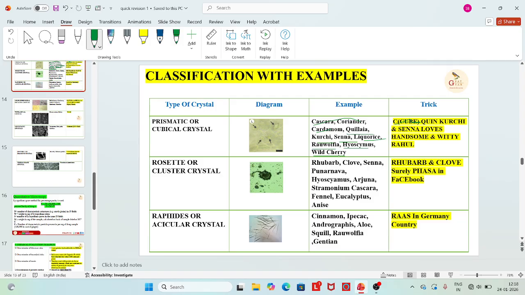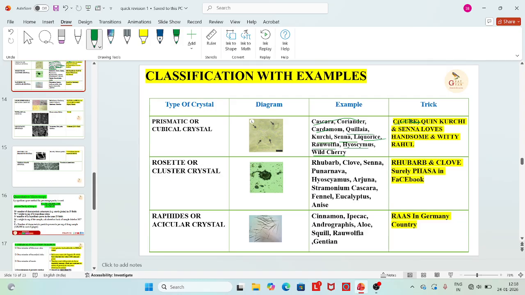Rahul is Rolfia. So Rosette and cluster type crystal; every classification of the calcium oxalate crystal is equally important. You can't leave anything because all are important. When you are studying your drugs, you can see the calcium oxalate crystal type comes in the microscopic evaluation part of particular drugs. So you must remember the classification with examples.